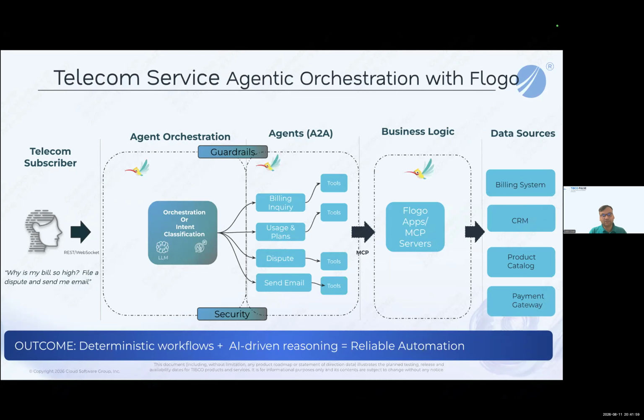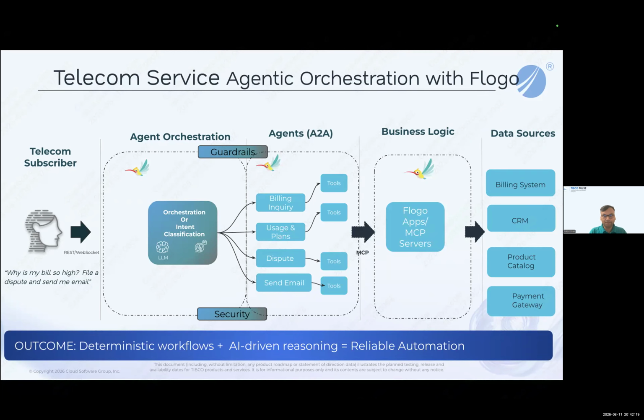It figures out, okay, based on this request, which sub-agent or different A2A agent I need to call. So if I say, why is my bill so high? It goes to the billing inquiry agent and it will find out what is the recent bill for that customer, right? And then it will figure out why it is so high.